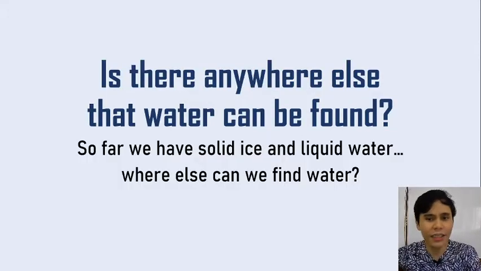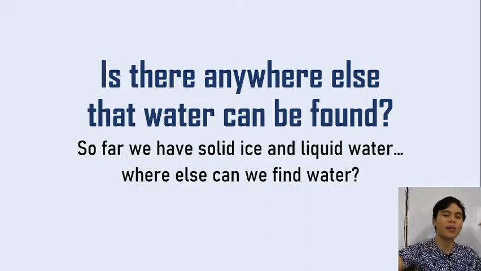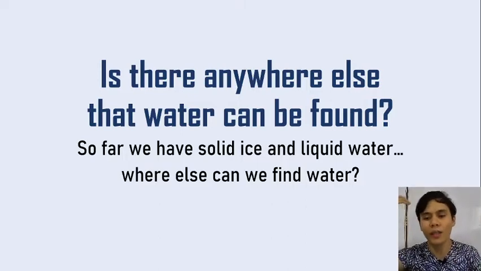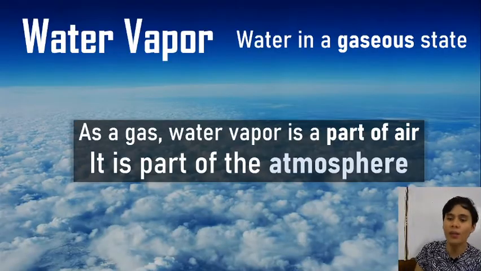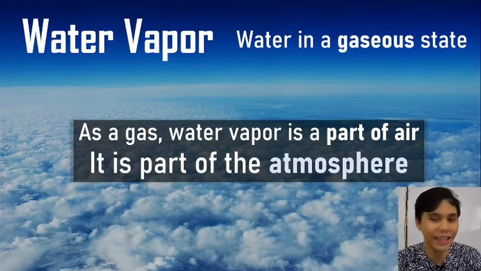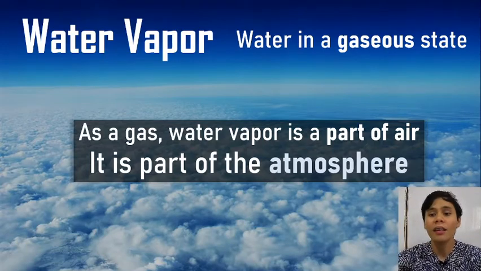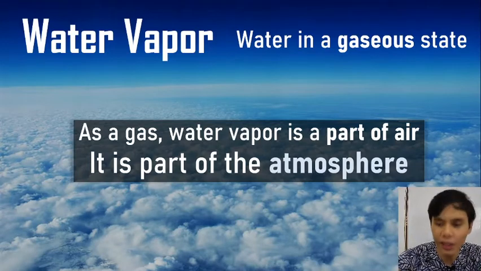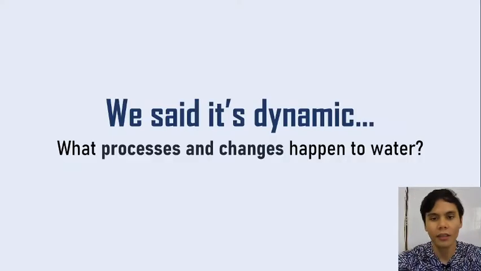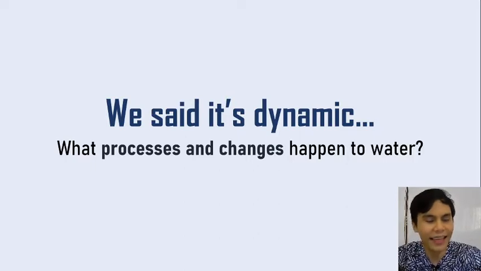Is there anywhere else that water can be found? So far, we have talked about solid ice in the form of glaciers and liquid water in the form of fresh water and ocean water. Where else can we find water? Of course, in water vapor, water in a gaseous state. As a gas, water vapor is a part of air, and air is related to the atmosphere, a completely different sphere.